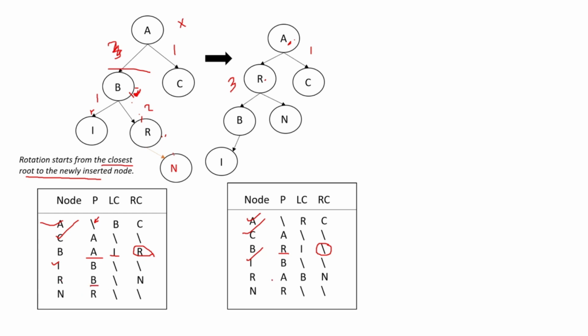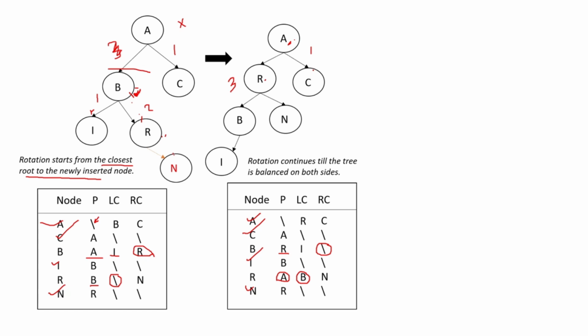So this was the parent, so there is a change in the left child value of R. Previously it had null, now it has got B. And this new node will have the same values in both the tables. Now let's try to rotate this over right. So we are going to perform a right rotation here.